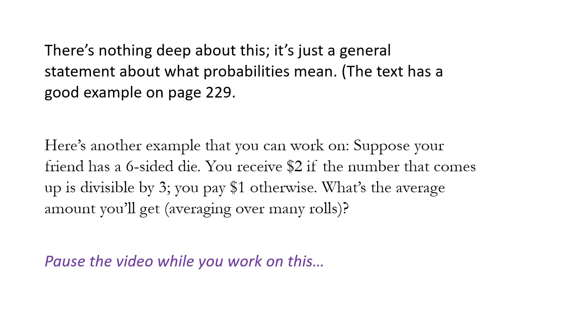So just as a kind of dull example of that, here's something you can work on. Suppose your friend has a six-sided die. You get $2 if the number that comes up when you roll it is divisible by 3, and you pay $1 otherwise. So supposing you did lots of rolls, what's the average amount per roll that you'll get? So pause the video right now and work on this and make sure you can do this one.